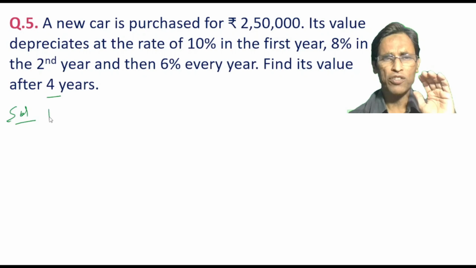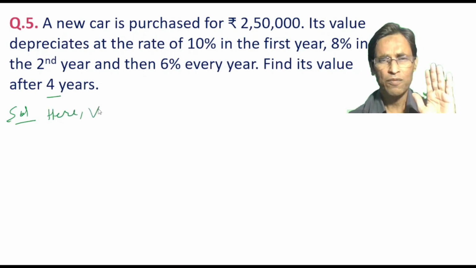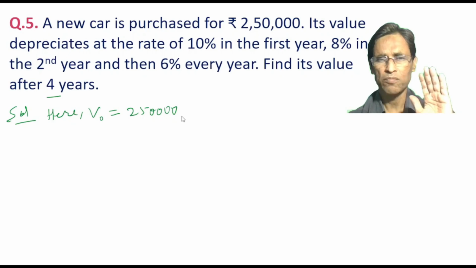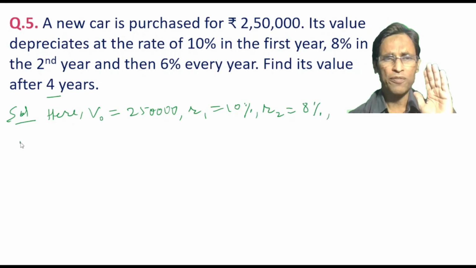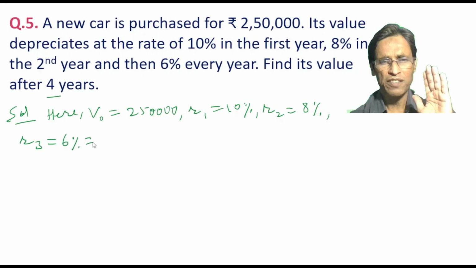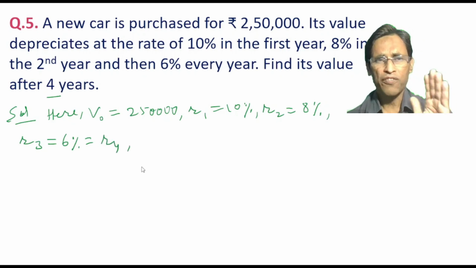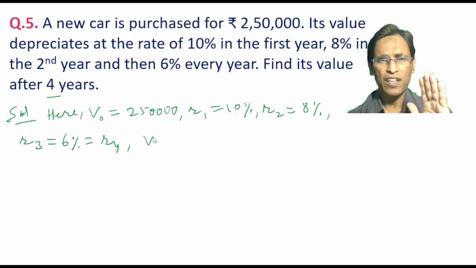If we express the present value by V0, we can say here V0 is 2,50,000. The rate of depreciation is different, so for the first year it is 10%, for the second year R2 it is 8%, and the rate of depreciation in the third year and fourth year is 6%. So we mention it R3 equal to 6% and equal to R4. The final value which is sought after 4 years is unknown, so we proceed for V.